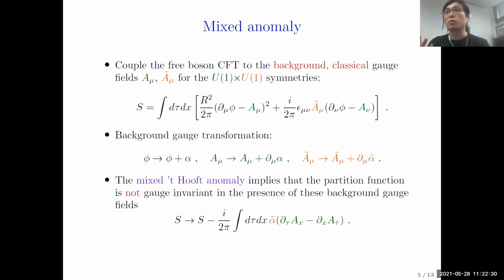Then the next question we would like to ask is whether the partition function is gauge invariant or not under the background gauge transformation in the presence of background gauge fields. In this particular case, it is actually not gauge invariant. So this signals a mixed t'Hooft anomaly between the U1 momentum symmetry and the U1 winding symmetry. And this is really a mixed anomaly because here we see that the action or the partition function will be gauge invariant when A vanishes or when alpha is 0.